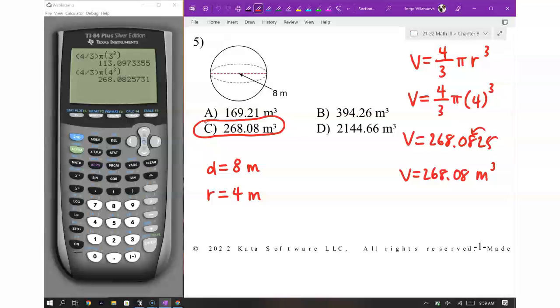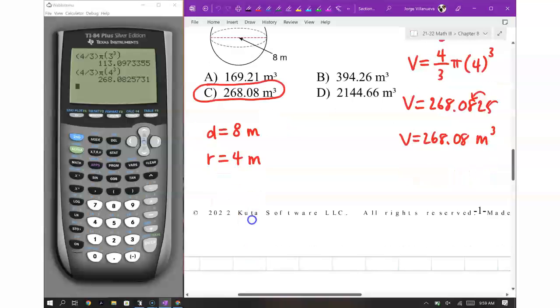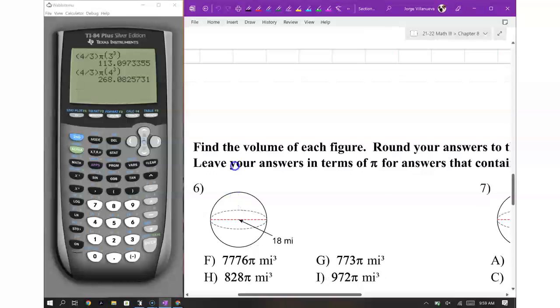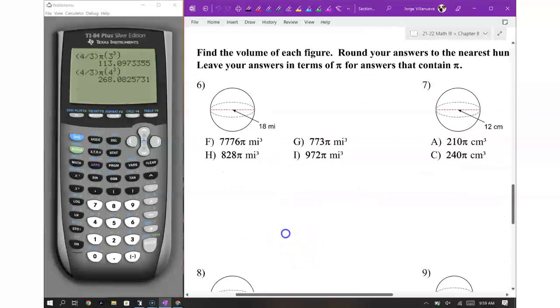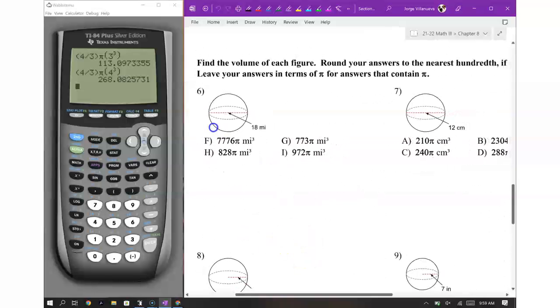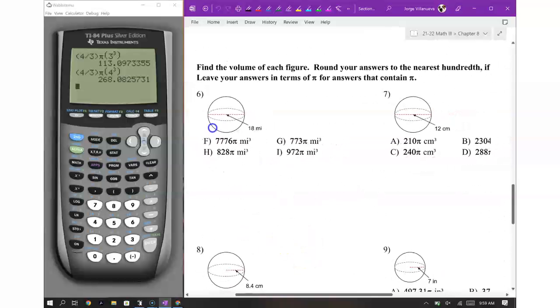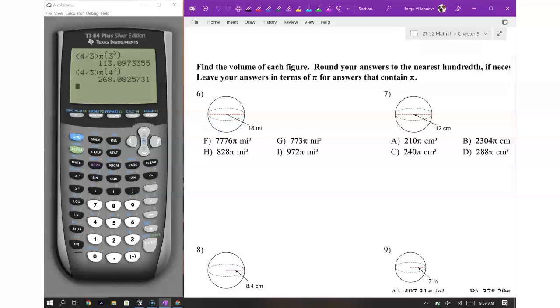All right, now let's move on to the ones that are different. I don't want to say they're difficult. All right, so I'll show you the instructions again. We're going to find the volume of each figure. Round your answers to the nearest hundredth, if necessary, but leave your answers in terms of pi.